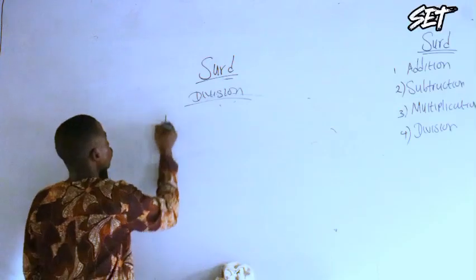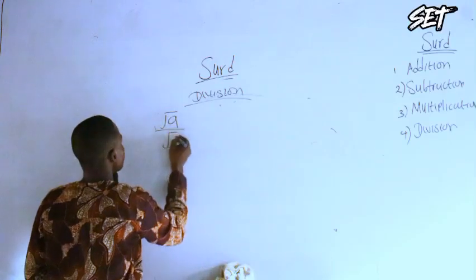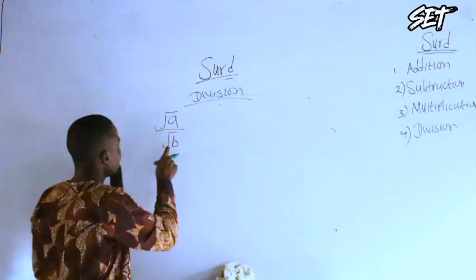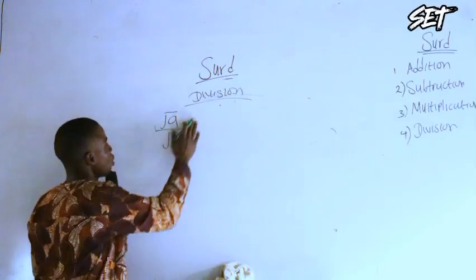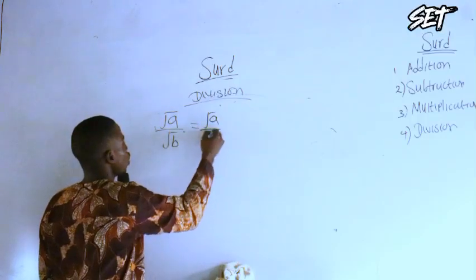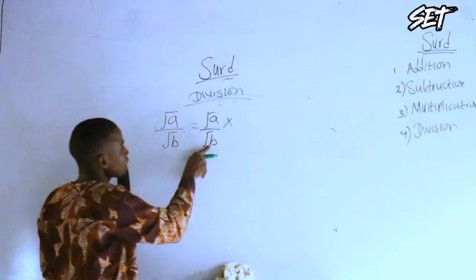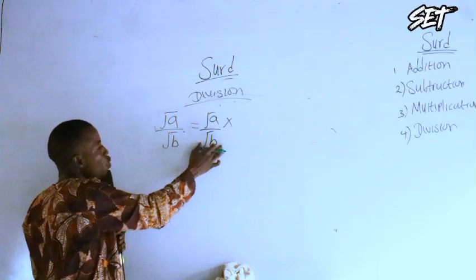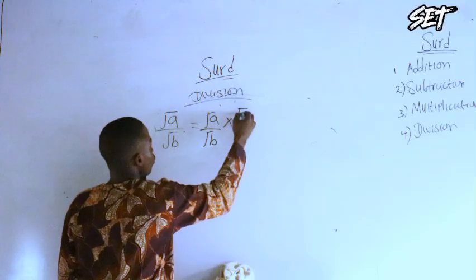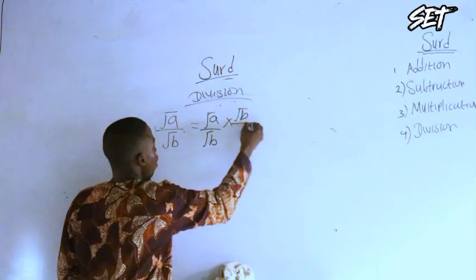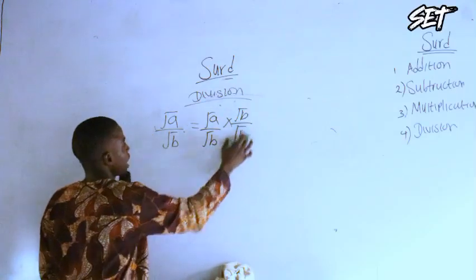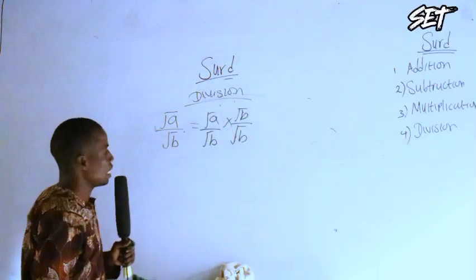When we have root A all over root B, like this one, this is telling us that it is the same thing as root A all over root B. Now, you need to turn this one. Anyone that you see at the denominator, you turn it twice. It will be root B all over root B. This one you make it twice in division.